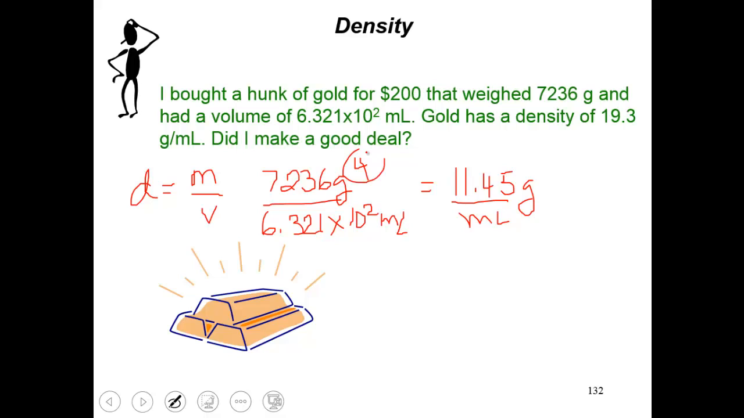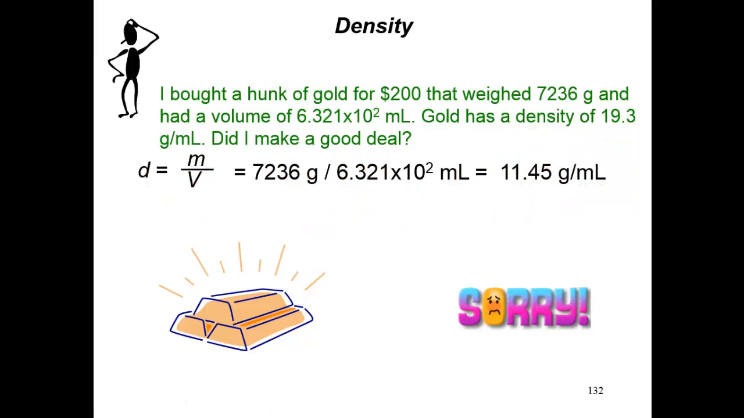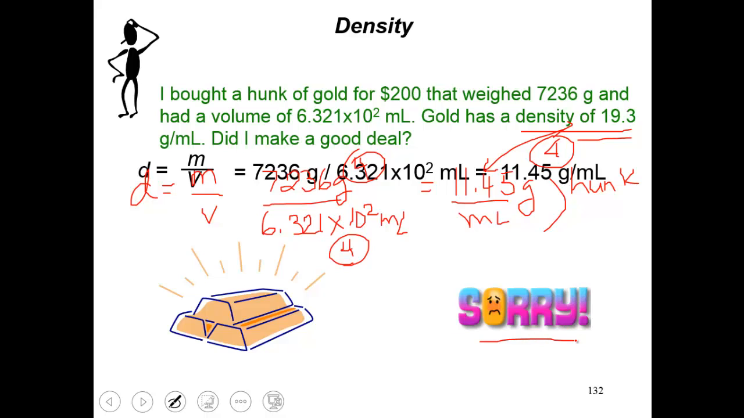This has 4 sig figs. We have 4 sig figs here, so we have 4 sig figs in the answer. Now, this is the density of my object, my hunk of whatever. Do I have gold? Well, because the densities don't match, no, I do not. And so I'm very sorry, but you do not have gold. You have something else, something like lead.